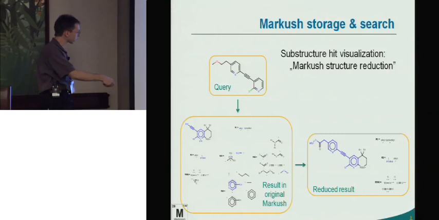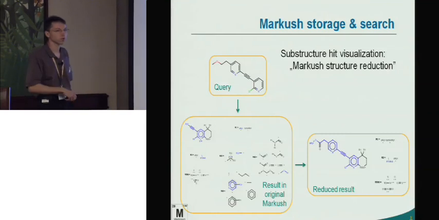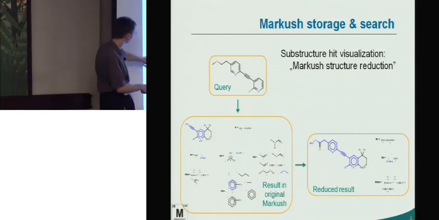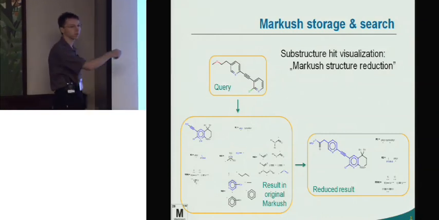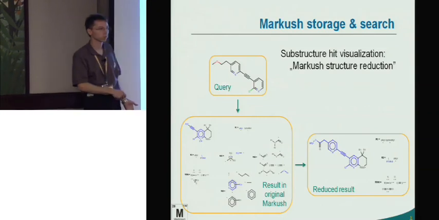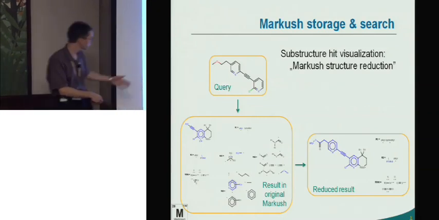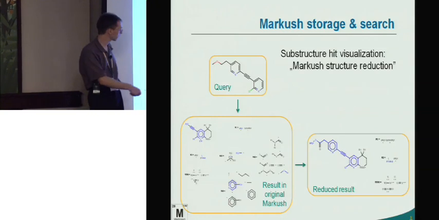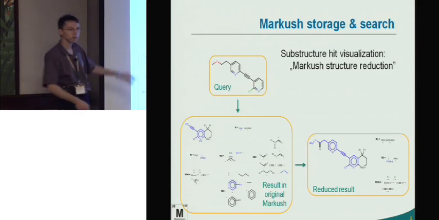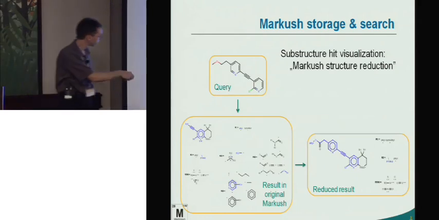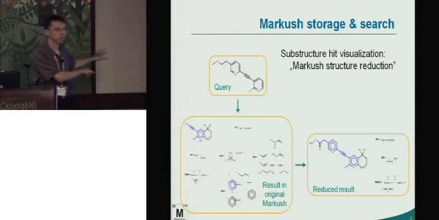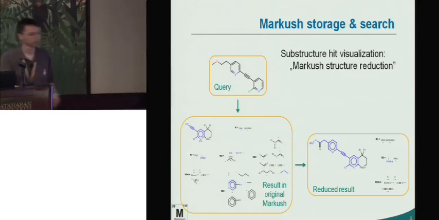So we can reduce this Markush record in a way that we can expand those variables which overlap with our query. And as a result, we get a reduced Markush structure, which is much simpler than our original Markush structure. And we can see the query as a whole, so it's very easy to relate this reduced Markush structure to our query. Is this clear what's going on here? Okay, good.